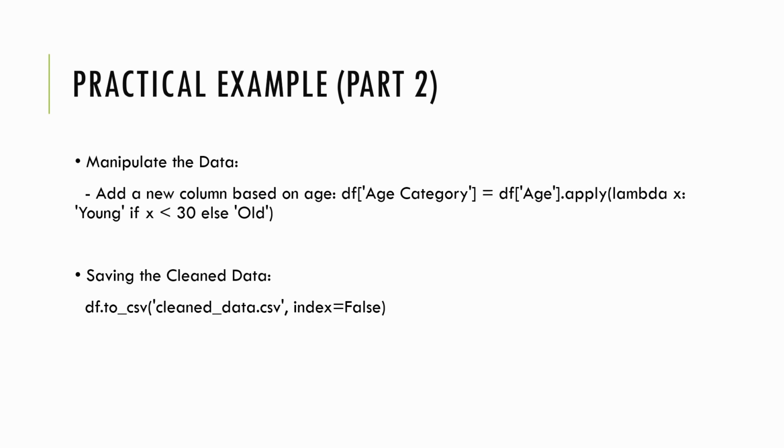Continuing with the example, we may want to perform data manipulation, such as adding a new column that categorizes people as young or old based on their age. Finally, after cleaning and manipulating the data, we can save the cleaned data frame back to a CSV file using the to_csv method.